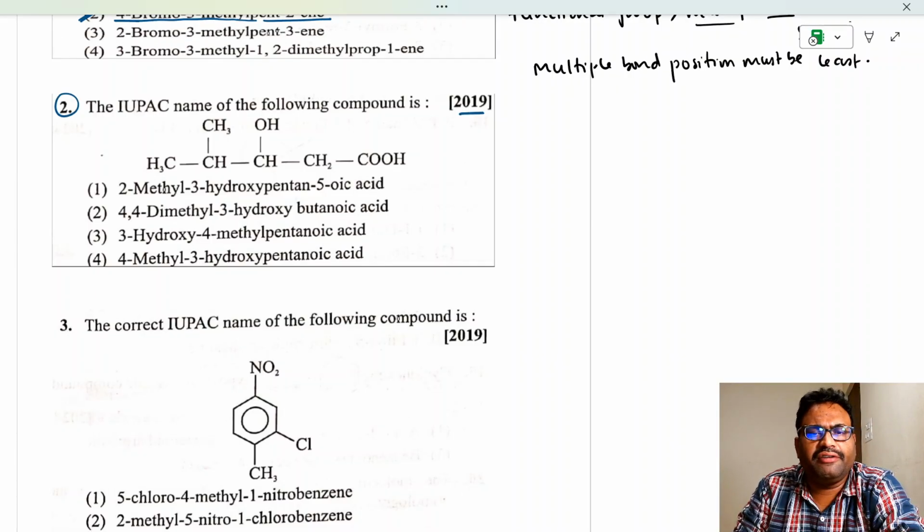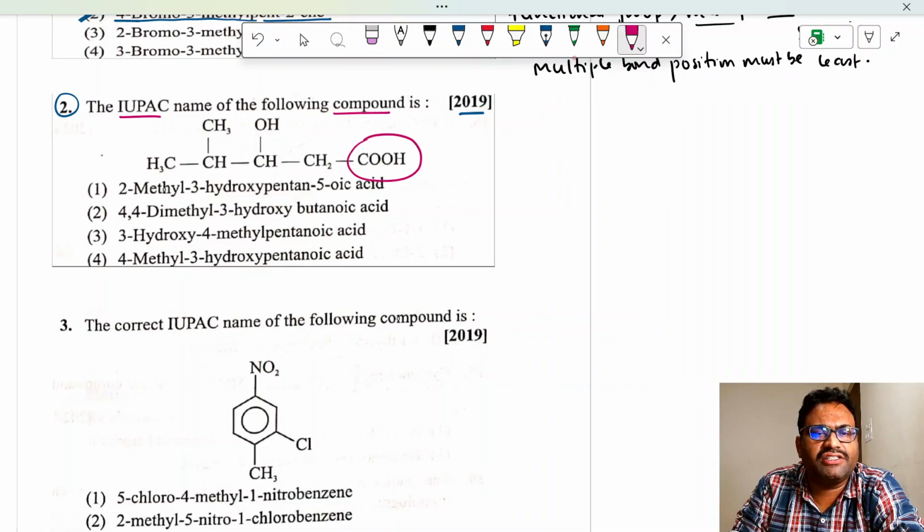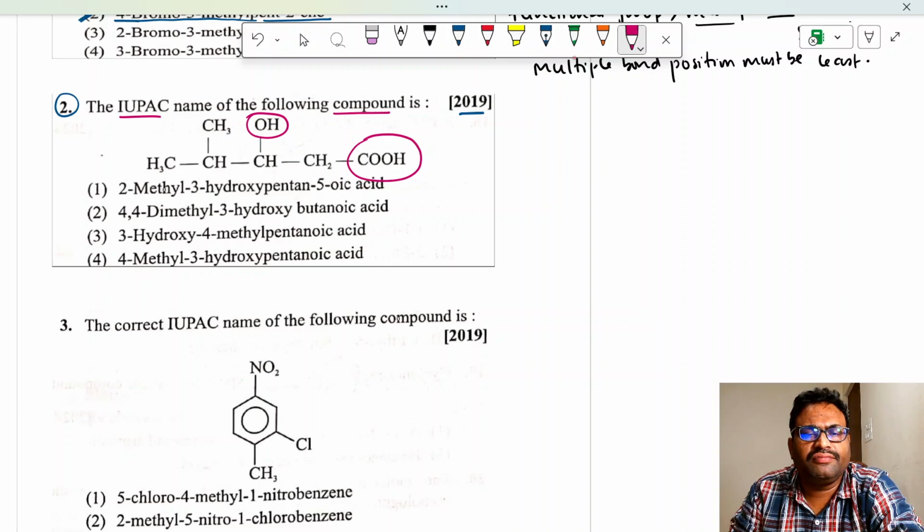Which is given in 2019. The IUPAC name of the following compound is, you are given this. Looking at the structure, how many functional groups are you finding? One is carboxylic acid, another is alcohol. If more than one functional group is present, we follow priority order. In the priority order of carboxylic acid and alcohols, carboxylic acid is given more priority.